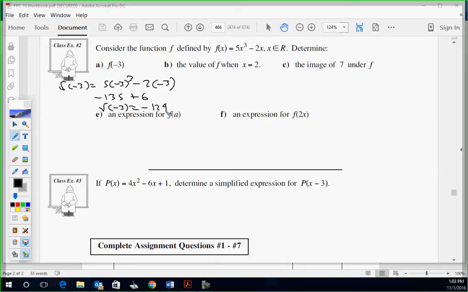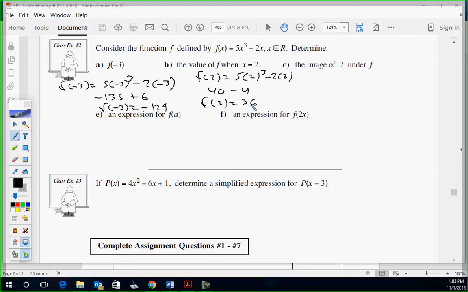The value of f when x equals 2. Okay, so the functions, what do they mean? So this is f of 2, just another way of saying it. Two cubed is 8. 8 times 5 is 40, minus 4. f of 2 is 36.